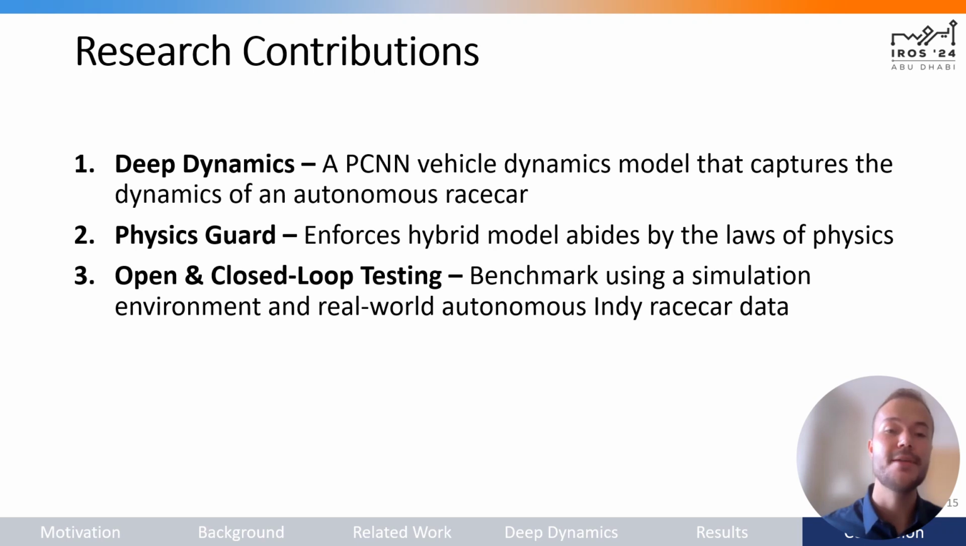To summarize, in this work we introduced deep dynamics, a physics-constrained neural network that is appropriate for vehicle dynamics modeling in an autonomous racing environment. We also introduced the physics guard layer, which gives our neural network the name physics-constrained by constraining the estimates of the neural network to always be within a physically meaningful range. And lastly, we conducted both open and closed loop testing using a simulation environment and data collected from a real-world autonomous race car.